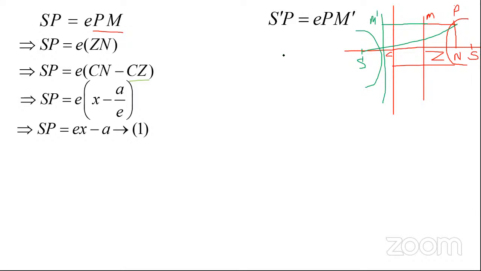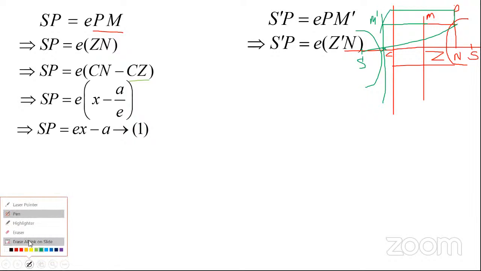Okay. So then S'P equal to ePM'. Then S'P equal to eZ'N. Here Z'N. So here is the PM length. This is the PM length.